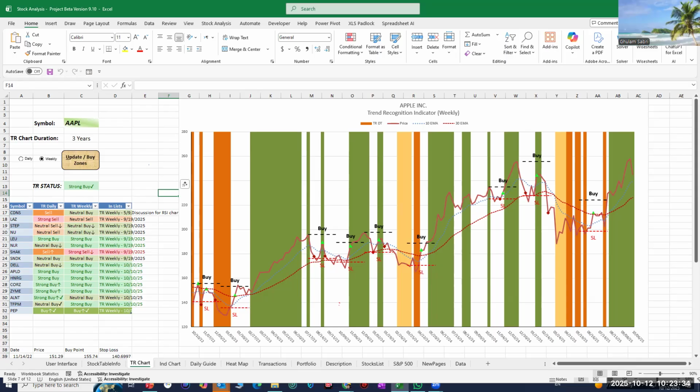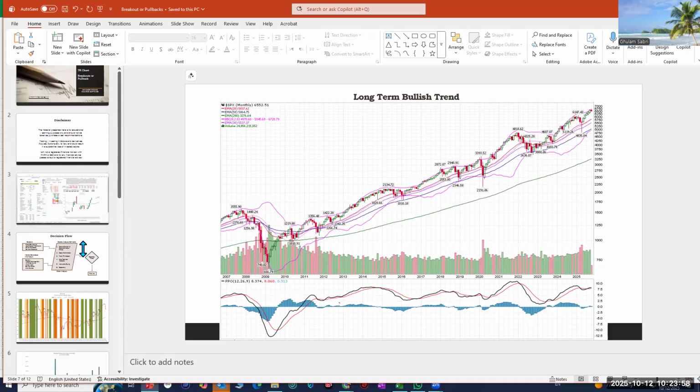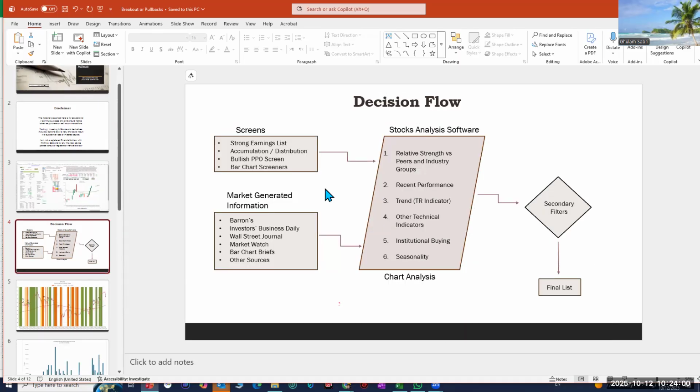Now coming back, another question: how should we analyze the buy signal in the red, green, white zones? A buy signal should always be taken seriously when the strong green zone appears. I will come to this strategy in detail. So how do we use this? The TR chart is just one tool. It's giving us buy signals, stop loss signals, and others.